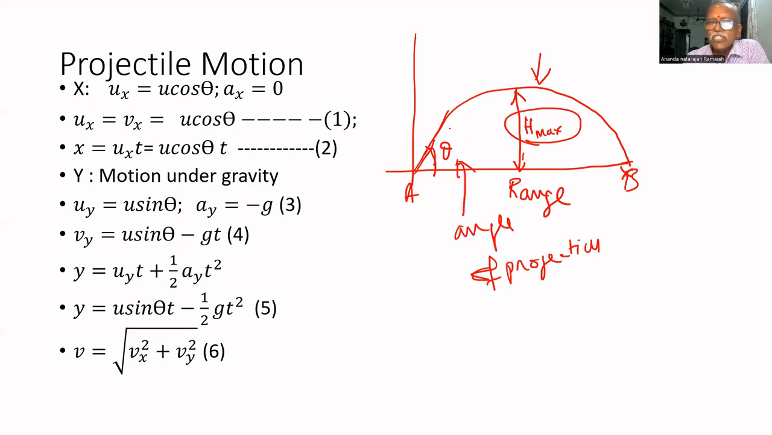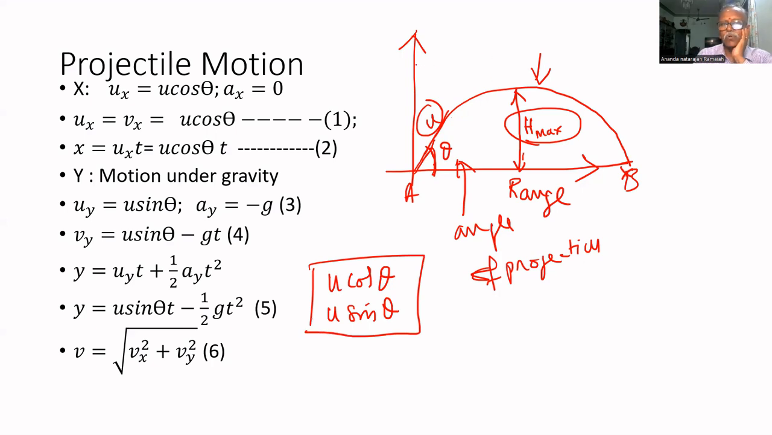The initial velocity is u. Already I told you that this should be resolved into two parts. To solve the sum, this u has to be resolved into two parts. One is along x direction, another one is along y direction. Adjacent side means u cos theta, opposite side u sin theta. So the vertical velocity is u sin theta. Horizontal velocity is u cos theta.